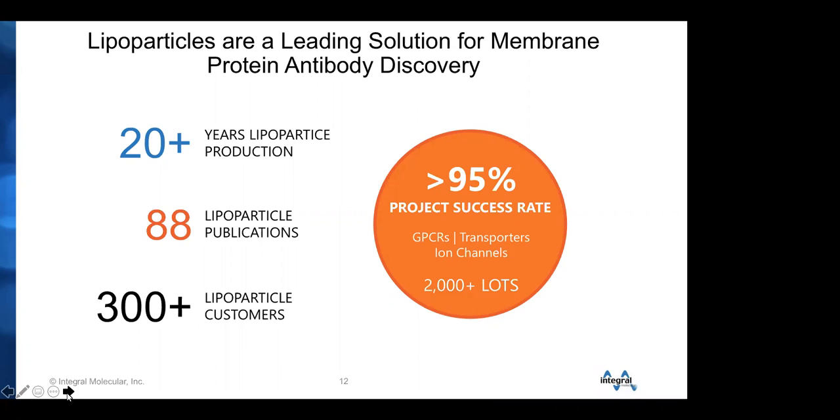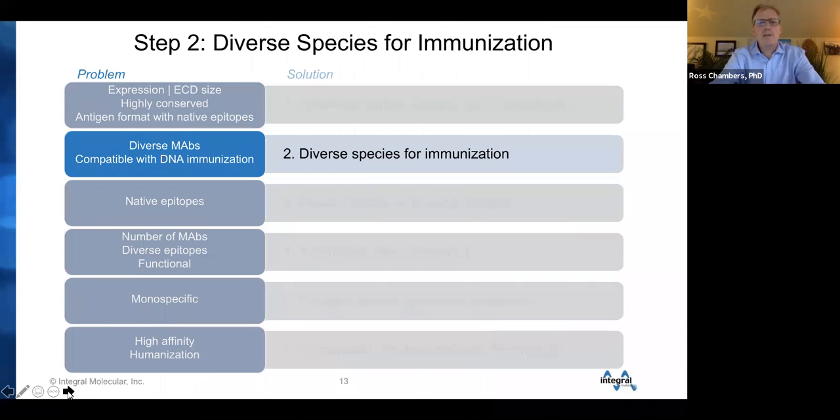So that is it for my part of the talk. I'm now going to hand over to Ross to talk about the next steps for a successful campaign. Great. Thank you, Sharon. Yeah, so if you remember one thing today, it's the importance of quality antigen in your campaign.